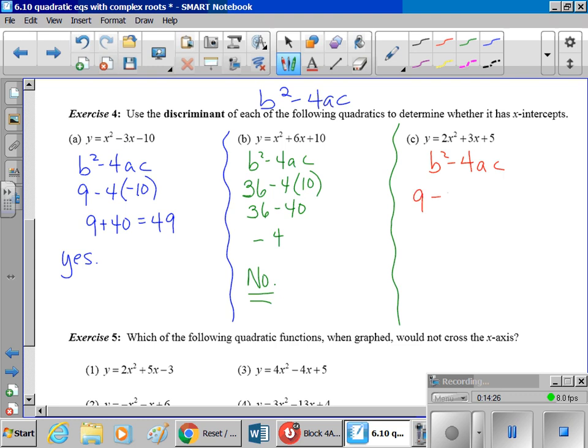So 9 minus 4 times a times c. So this time we have an a, make sure you put it in. So this becomes 9 minus 40, so we get negative 31. So this also is going to be a big fat no.